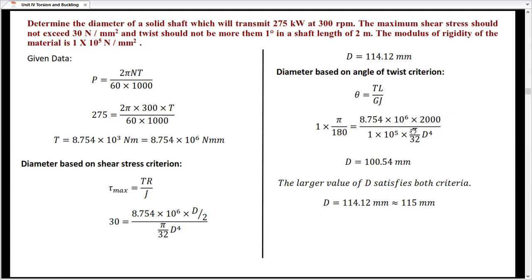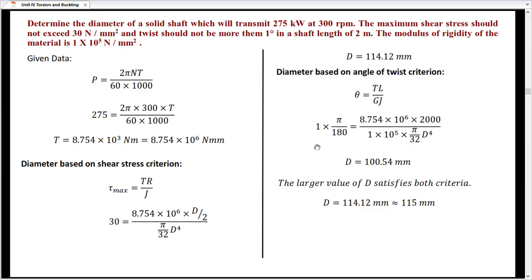Again, if you put all these values, then we'll get diameter. So that diameter is 100.54 mm. Now the question is which diameter we have to consider. For shaft size, we have to consider the diameter which has the larger value.